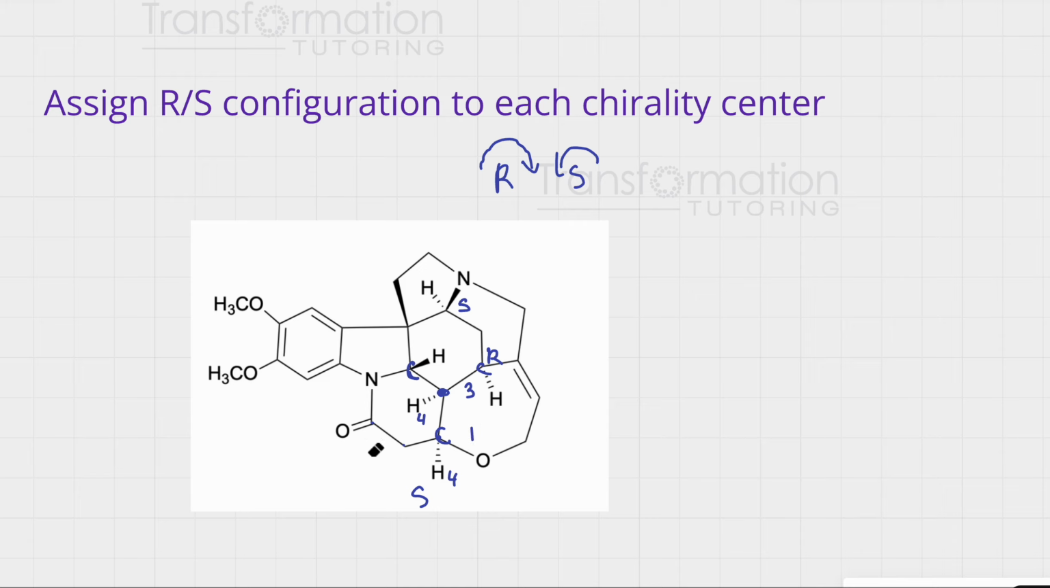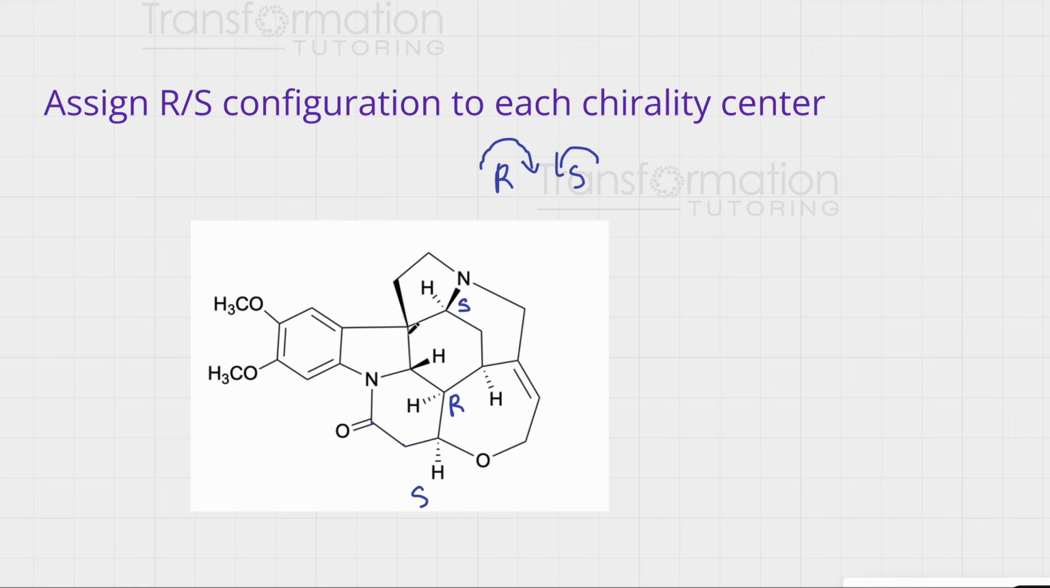And let me just erase here. And this would be, okay, this is 4, 3, 1, and this would be 2. Again, my hydrogen is on a dash, so I'm lucky again. So let's do 1, 2, 3, 1, 2, 3, and it looks like it's going clockwise. So this should be R. Let's go ahead, erase everything, and label this as R.